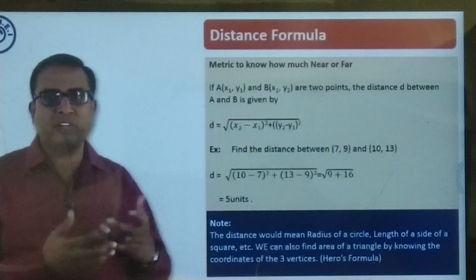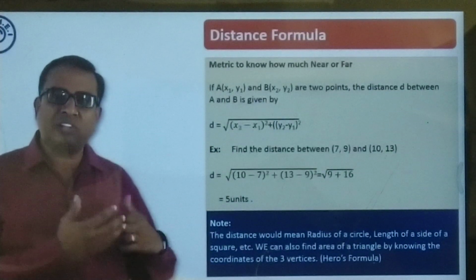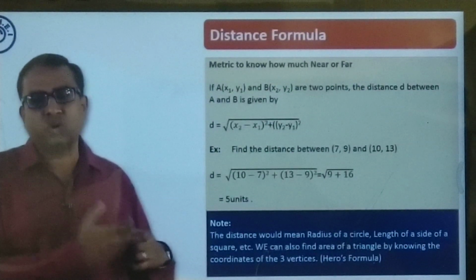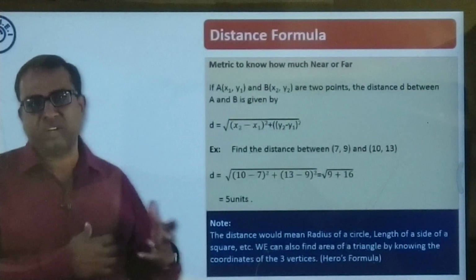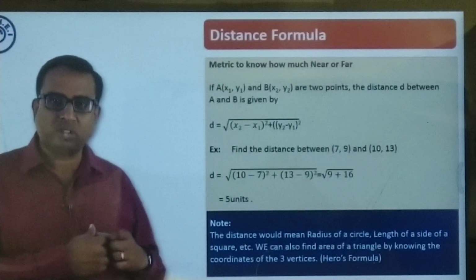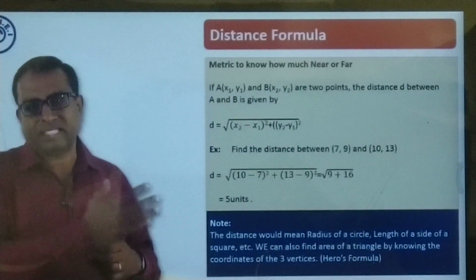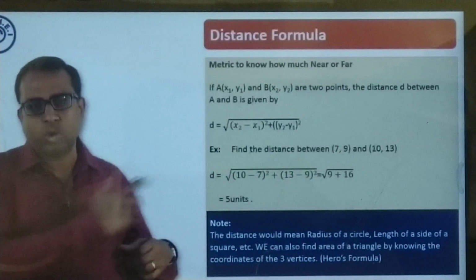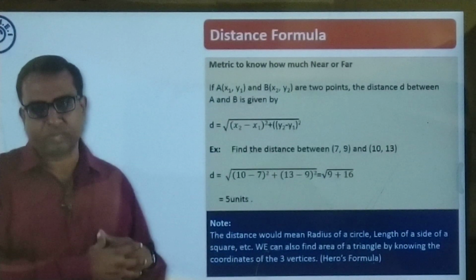Okay, if 2 points are given to us, I don't think we'll keep quiet. We want to know how near the 2 points are or how far the 2 points are. Basically, we need a metric to know how near or how far the 2 points are. Well, this metric is called the distance between 2 points. In fact, we have a formula for computing this distance. So here goes the formula. If x1, y1 and x2, y2 are 2 points, let's denote them as A and B. The distance between them is given by d equals root of (x2 minus x1) the square plus (y2 minus y1) the square, the entire thing under the square root.